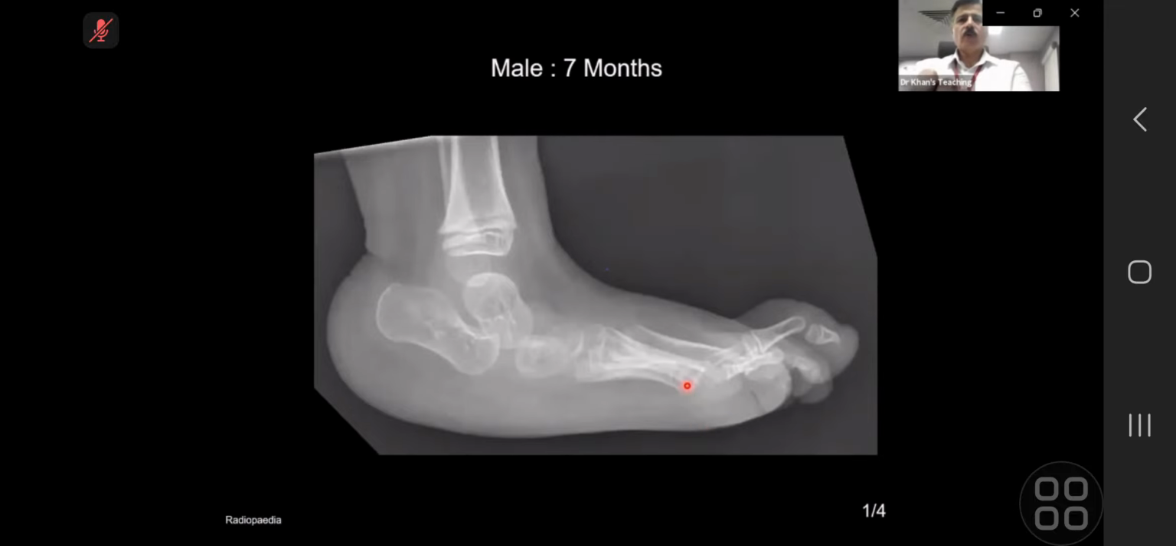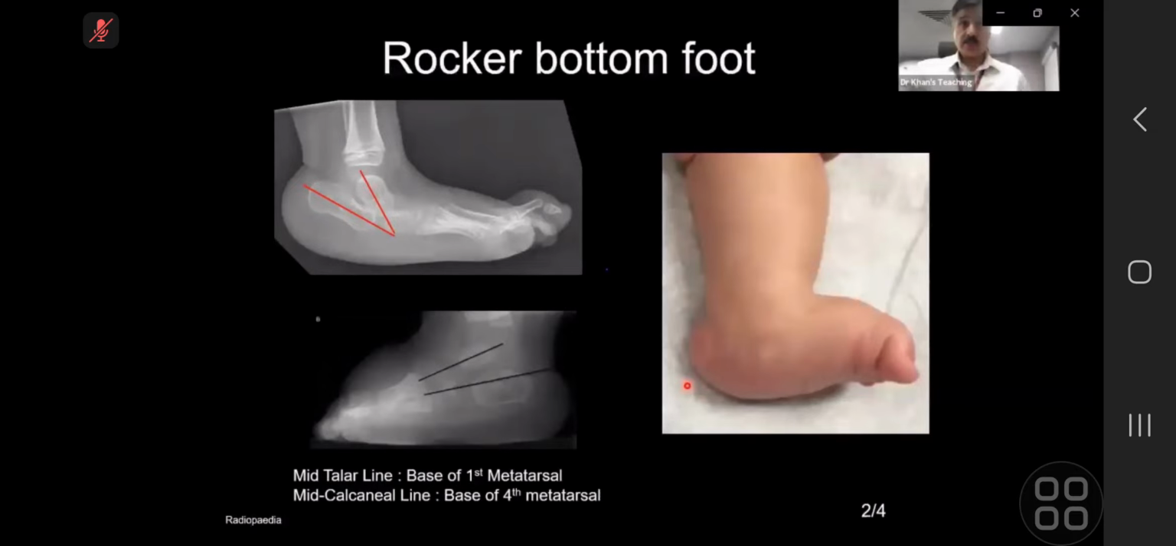So rocker bottom foot is basically a vertical talus, right? The configuration which you are talking about is a vertical talus. And interestingly, as I've told you, these are the type of cases which have come in the exam, and only about 2 exams ago somebody got it. I never used to teach rocker bottom foot to my students because I thought that this is too specialized or whatever. But it was asked in the exam.